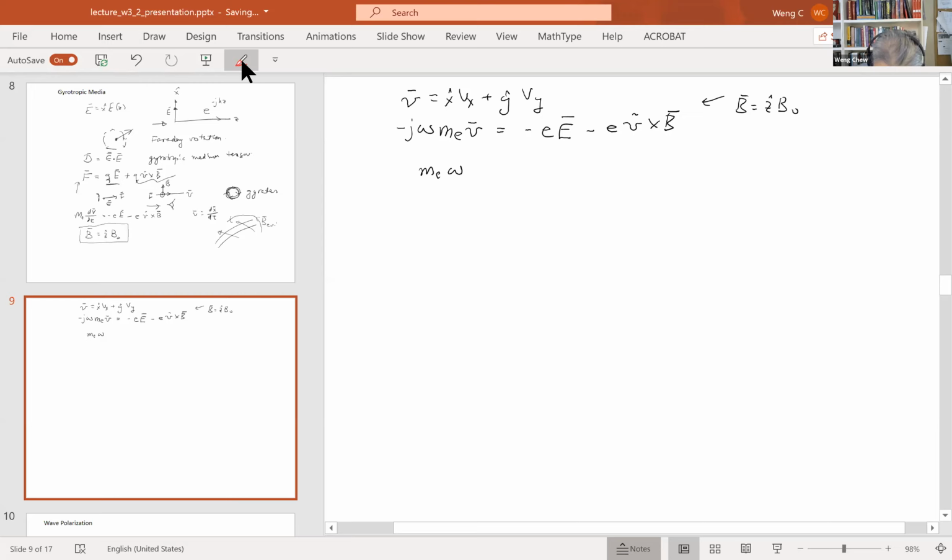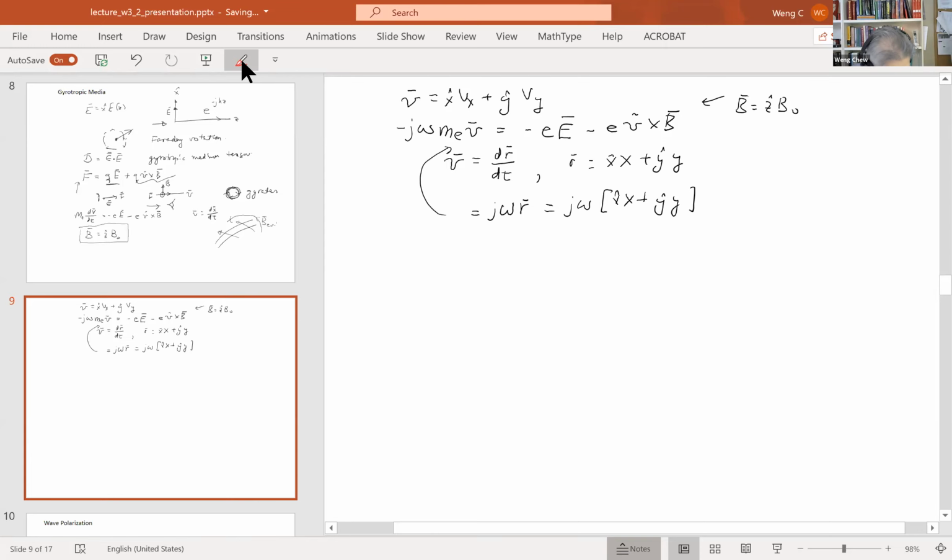Okay, let me assume one more thing. Let me assume that V is dr/dt, where R is a position vector, given by X x-hat plus Y y-hat. So this position vector has two components. But in the frequency domain, this will be just j omega R, which is j omega times X x-hat plus Y y-hat. So I will plug this into the right-hand side as well, and then equate the X component and the Y component. If I do that, then the equation that I have for the X component will look something like this.